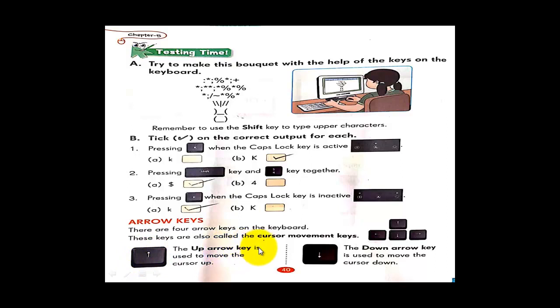Or if you want to move it down, the down arrow key is used to move the cursor down. The arrow pointing down key here, this is known as the down arrow key.